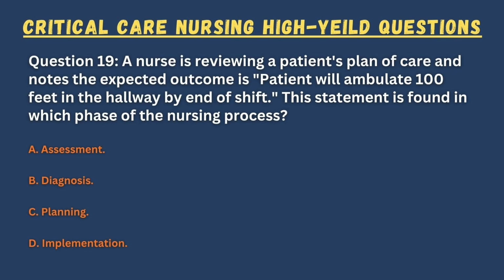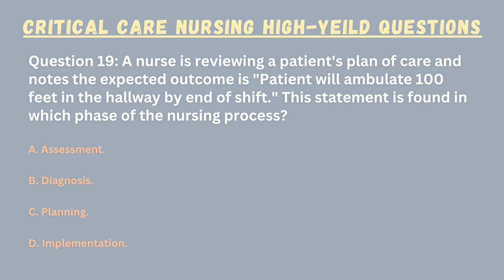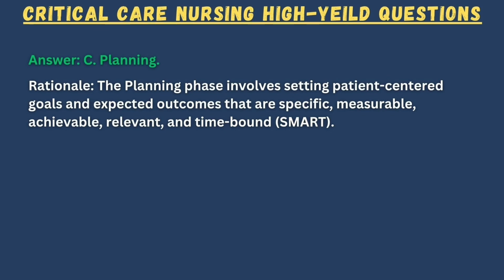Question 19. A nurse is reviewing a patient's plan of care and notes the expected outcome is patient will ambulate 100 feet in the hallway by end of shift. This statement is found in which phase of the nursing process? A. Assessment. B. Diagnosis. C. Planning. D. Implementation. Answer: C. Planning. Rationale. The planning phase involves setting patient-centered goals and expected outcomes that are specific, measurable, achievable, relevant, and time-bound, SMART.